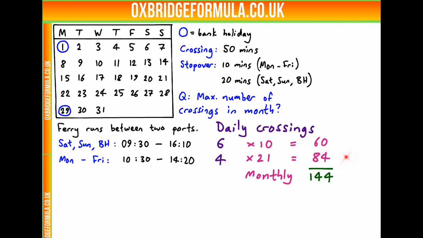And so we know this must be the maximum number because we've not wasted any time. We've used the entire windows of opportunity in these hours of work, and we've taken into account our stopover times, etc. So 144 is our final answer, and this corresponds to B.